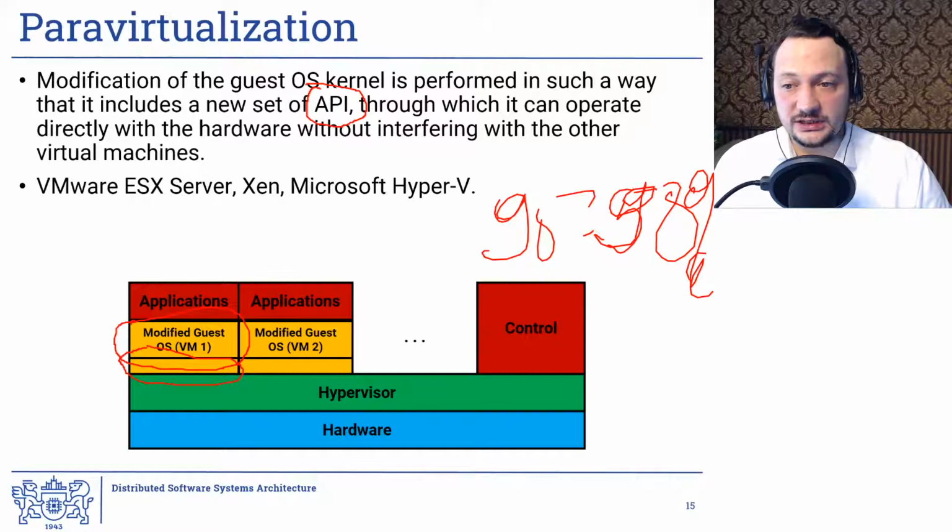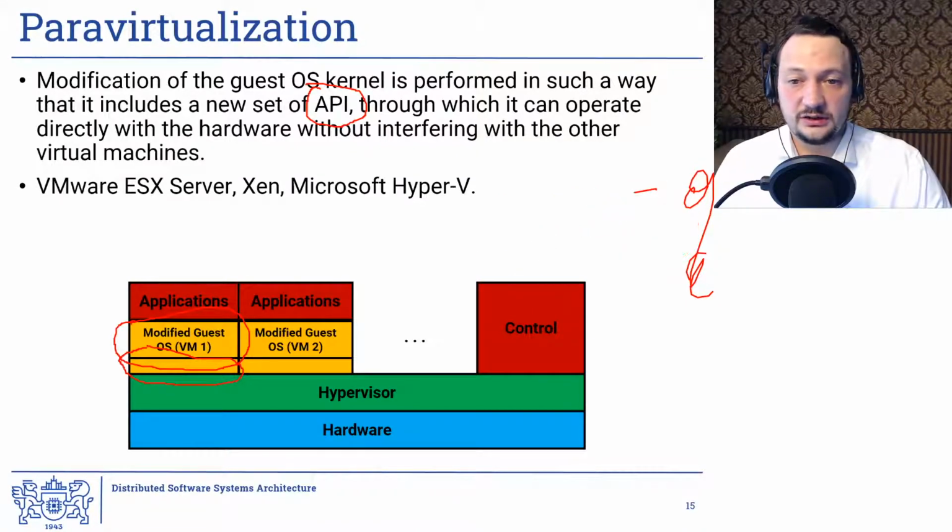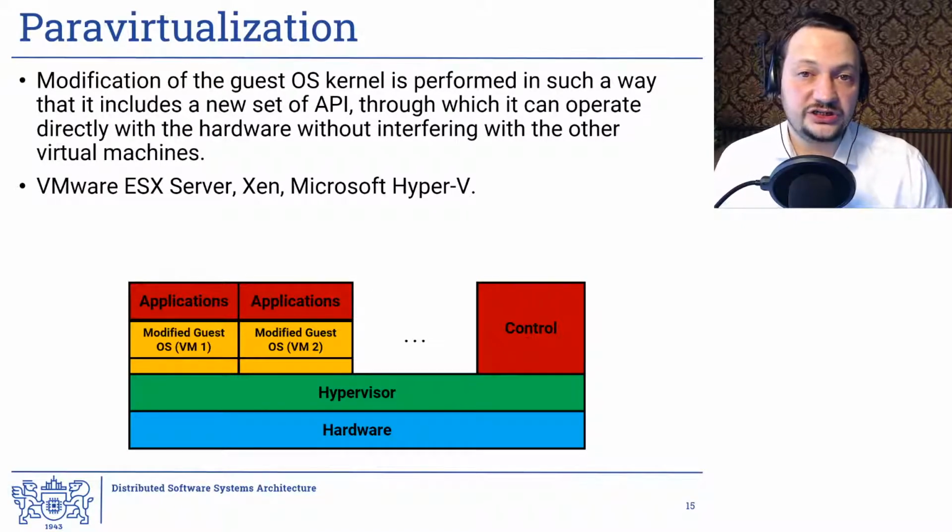Such products as VMware ESX Server, Xen virtualization, and Microsoft Hyper-V all use these paravirtualization technologies. And almost all operating systems today know that they can be launched inside a virtual machine. Windows 10, Linux, FreeBSD, they all know that, you know what, I can be launched inside a virtual machine, and if I am, then I can use the API of the hypervisor to optimize the use of the basic resources.